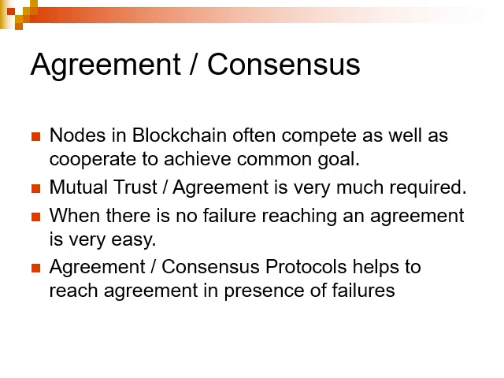In this consensus or agreement mechanism, mutual trust or agreement is very much required between the participating nodes. When there is no failure, reaching an agreement is very easy. When there is no faulty node, malicious node, when there is no failure, then reaching an agreement between the participating nodes is very easy. And this agreement or consensus protocols helps to reach an agreement in presence of failures.